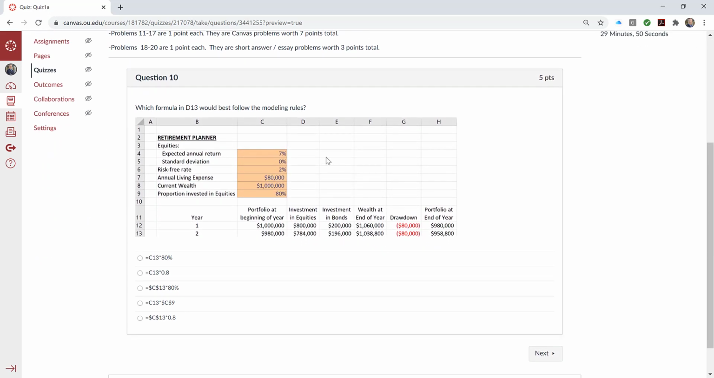Which formula in D13 would best follow the modeling rules? If you notice, every one of these uses a value when a reference would work except this one.